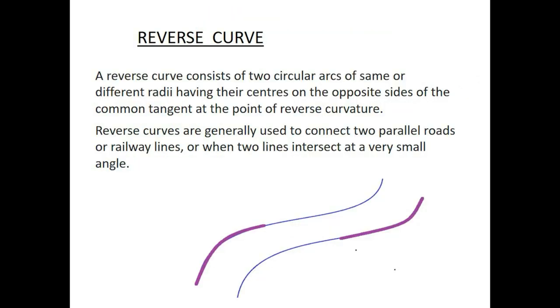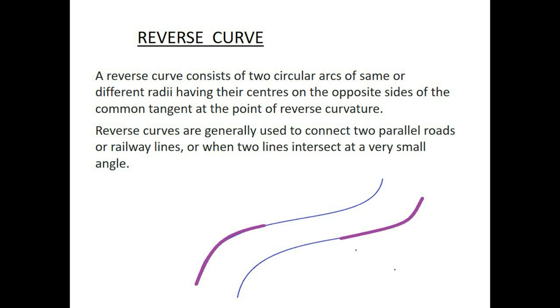The next type of curve is reverse curve. A reverse curve consists of two circular arcs with or without the same radii, but their centers will be facing the opposite side of the common tangent at the point of reverse curvature. So simply speaking, two simple curves opposite in direction constitute a reverse curve. These reverse curves are used to connect two parallel roads or railway lines, or when the two lines intersect at a very small angle.